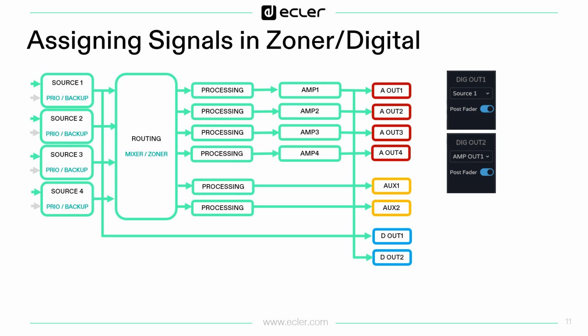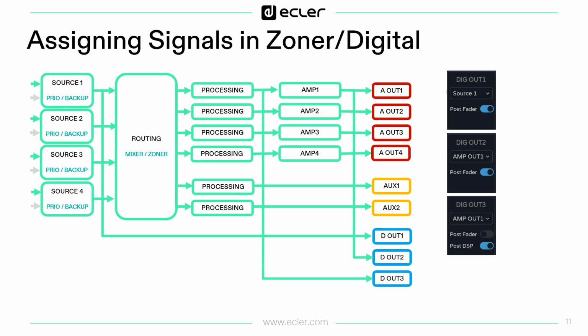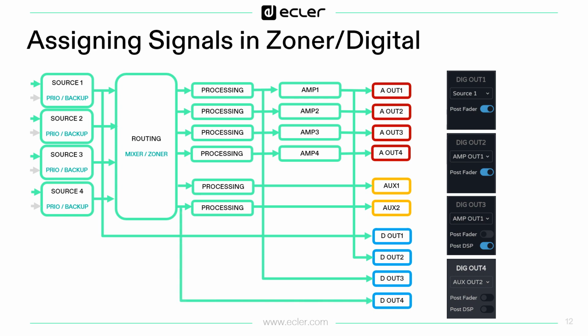In the third output, we have selected amplified output 1 as well, but pre-fader and post-DSP. This means it will have the same processing as the amplified output 1, but the level of the amplified output will not affect the digital output 3. The last example is for digital output 4, that we have assigned auxiliary output 2 pre-fader and pre-DSP. This means that we will have what's immediately after the matrix, but with no processing.